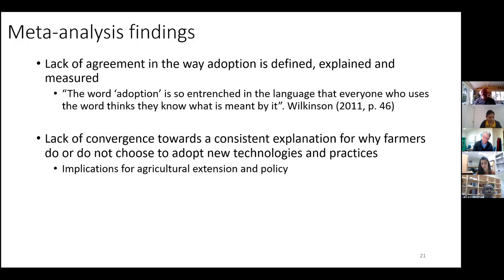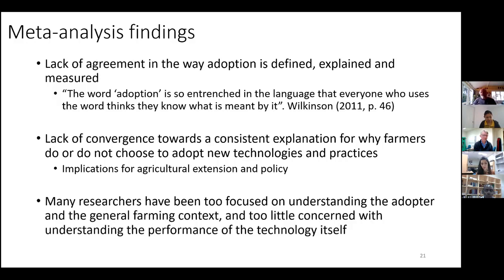There are also some problems or implications for agricultural extension policy when there is no clear indication of what actually drives adoption. The lack of convergence towards a consistent explanation makes it very difficult as a researcher, especially working on your own, to come up with a new experiment or a new study. And as an overall result, confirming what we found in the introduction, many researchers have chosen to focus too much on understanding the adopter and not enough on the innovation and the interaction between the two.